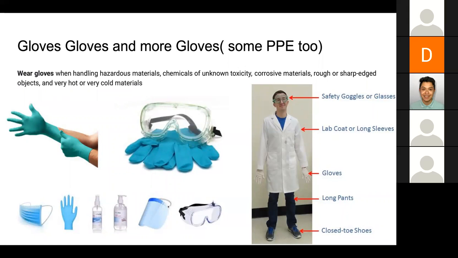So as Paul was talking about, one of the most important parts of the lab that you can use to protect yourself is the gloves. Gloves, and more gloves. You should change your gloves regularly between uses. Whenever you handle a chemical, you should put on gloves. Anytime there's a potential for broken glass, you should put on gloves. Hot or cold materials should also require gloves, especially when you're using something that could be corrosive or toxic. Other ways to protect yourself include goggles, lab coats, making sure that you have long pants on, and closed-toed shoes.